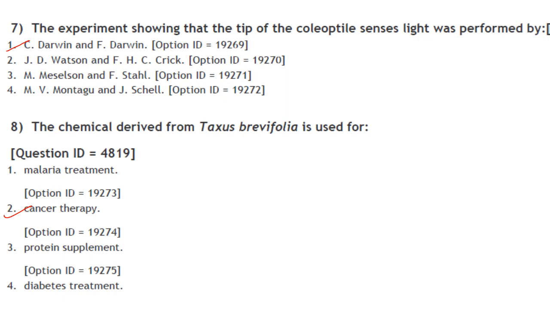The chemical derived from Taxus brevifolia is used for cancer therapy and it is called paclitaxel. It is derived from the bark of the Pacific yew tree and is used in the treatment of breast, lung and ovarian cancers as well as Kaposi sarcoma. So answer is option 2, that is cancer therapy.